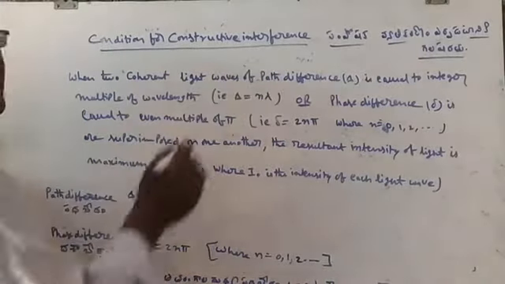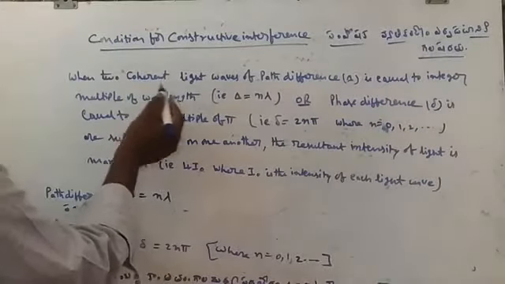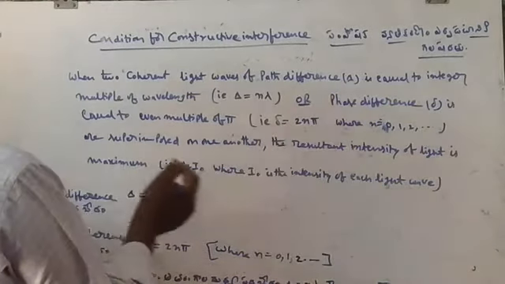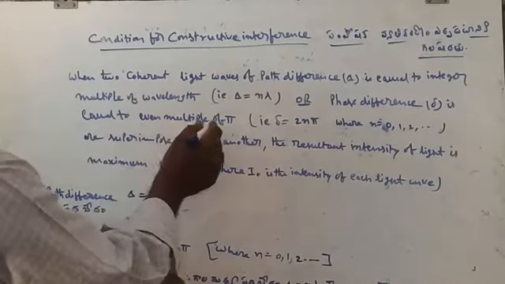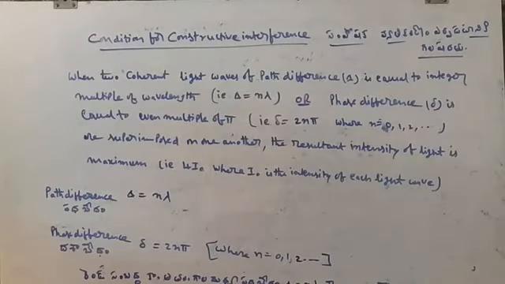Condition for constructive interference, సంపోషక వ్యతికరణం ఏర్పడడానికి గల షరతు: when two coherent light waves with path difference equal to an integer multiple of wavelength, or phase difference equal to an even multiple of pi, are superimposed on one another, the resultant intensity of light is maximum, that is 4I0, where I0 is the intensity of each light wave. This is the condition for constructive interference.